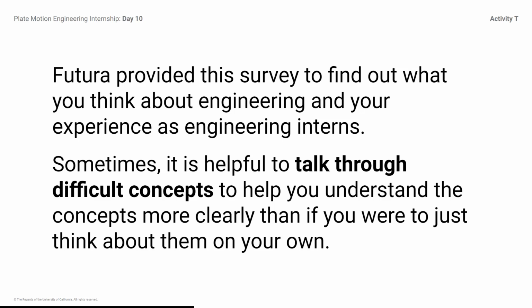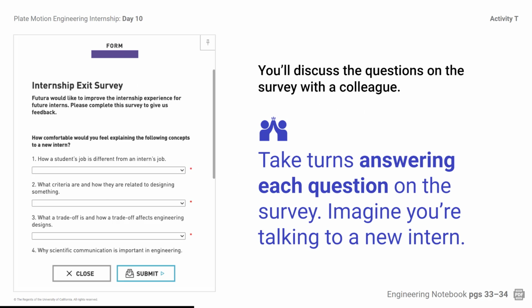Sometimes it is helpful to talk through difficult concepts to help you understand the concepts more clearly than if you were to just think about them on your own. You'll discuss the questions on the survey with a colleague. Take turns answering each question on the survey. Imagine you're talking to a new intern. Students, discuss each question on the survey.